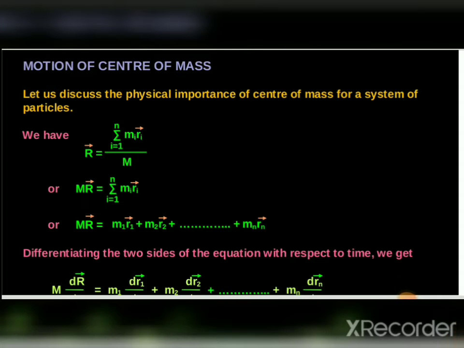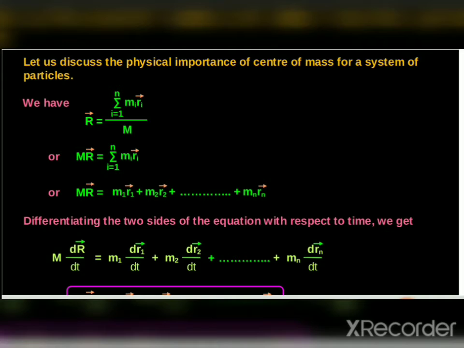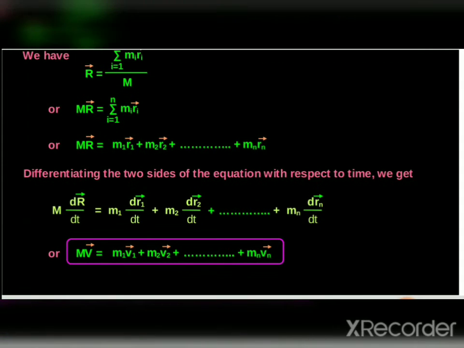Now see, the motion of a center of mass. Let us consider the physical importance of the center of mass for a system of particles. We can write the equation in terms of the summation of mi ri upon M. So M R is equal to the summation of mi ri. You just take M on one side, so you can write M R is equal to m1 r1 plus m2 r2 plus m3 r3 and it goes on.